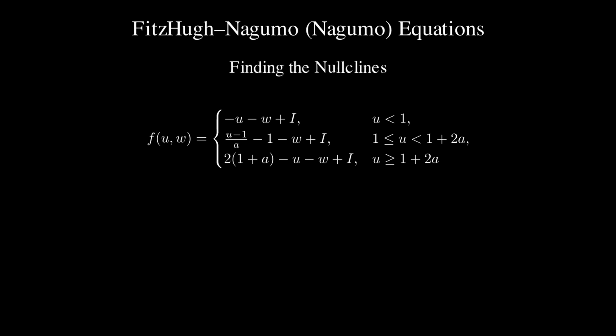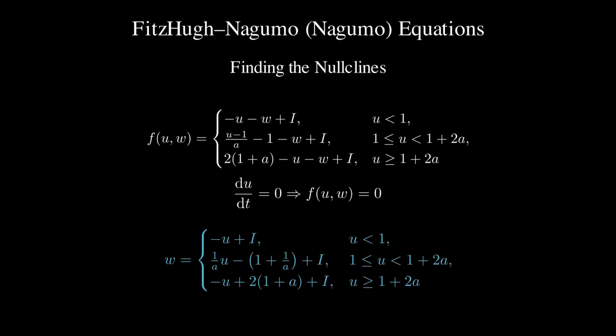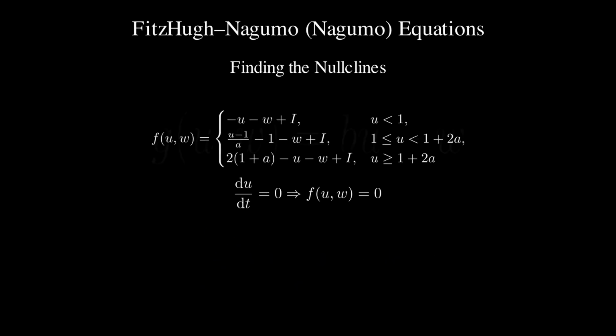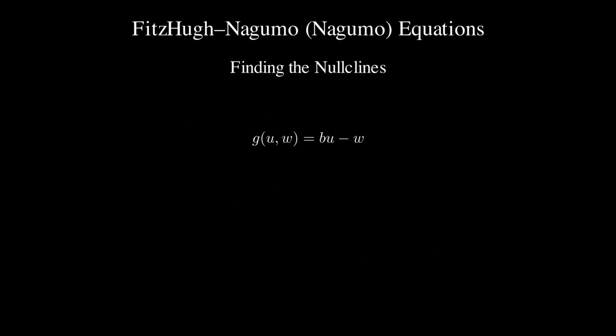The first thing we need to do is find the nullclines. Along the nullcline, the derivative of U is 0. This allows us to find the following. Similarly with W, along the nullcline, the derivative is 0, which helps us find that W is equal to BU as our W nullcline.